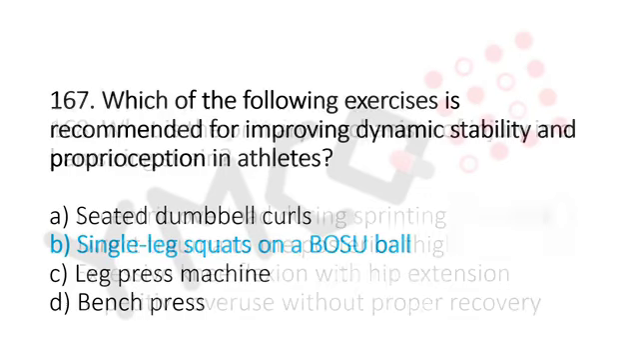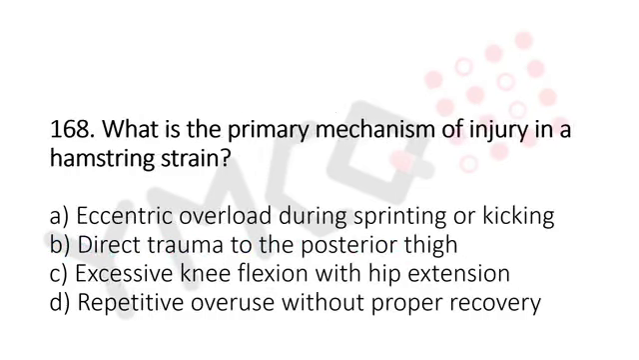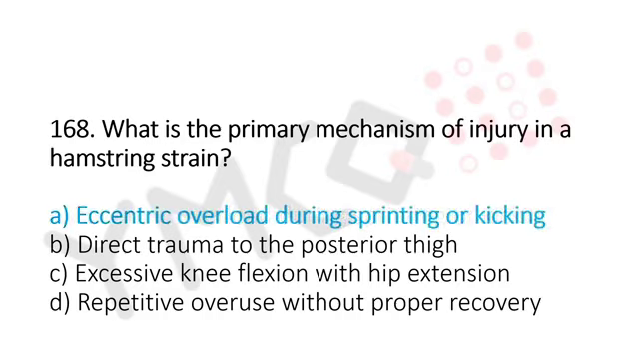Now let's move to question number 168. What is the primary mechanism of injury in hamstring strain? Option A, eccentric overload during sprinting or kicking. Option B, direct trauma to posterior thigh. Option C, excessive knee flexion with hip extension. Option D, repetitive overuse without proper recovery. And the answer is option A, eccentric overload during sprinting or kicking.